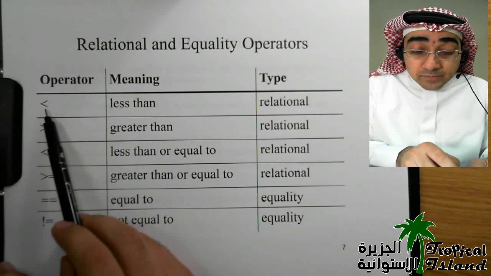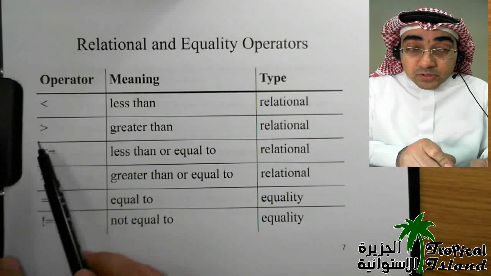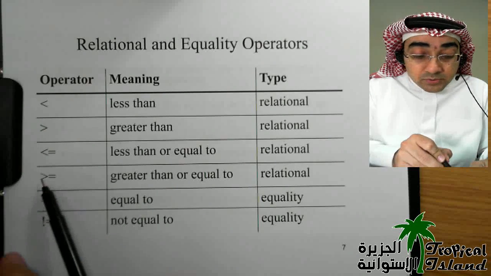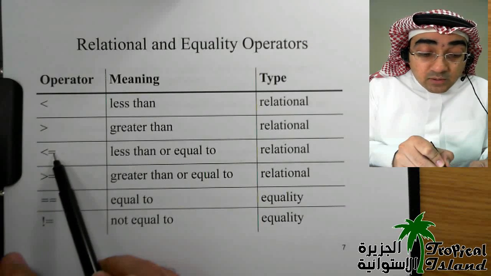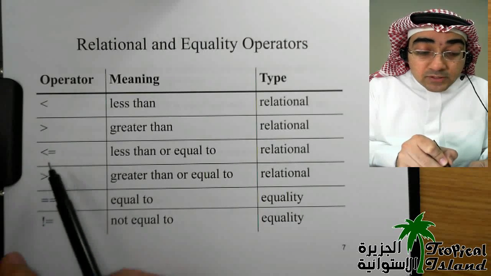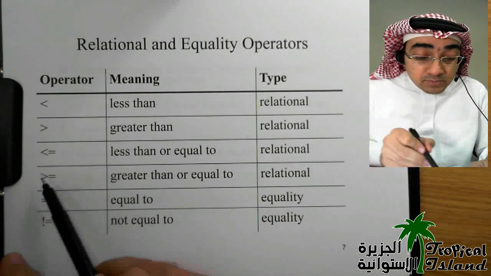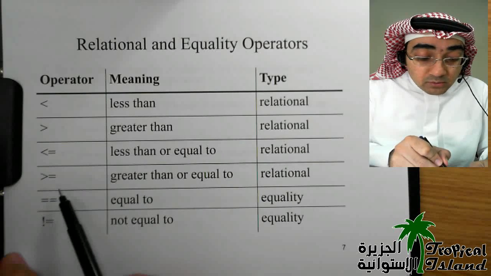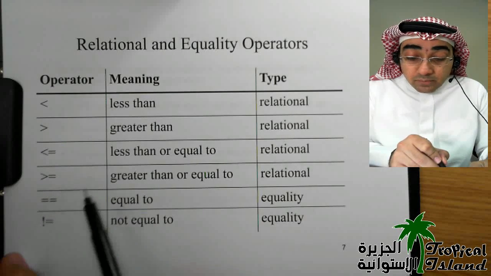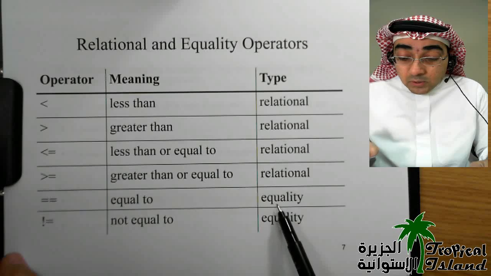Less than operator, it's a relation operator. Greater than operator, also a relation operator. Less than or equal to, greater than or equal to, and this is exactly how it's written. Do not write it as equal to, less than. The compiler will not accept it. Greater than or equal to is another relation operator. Equal to is the equality operator.